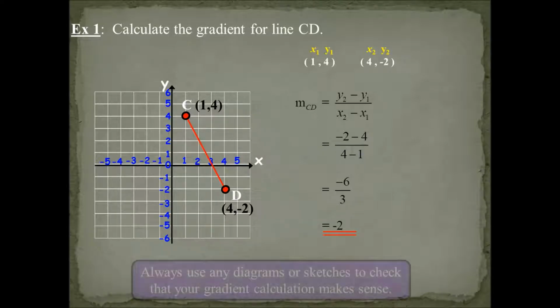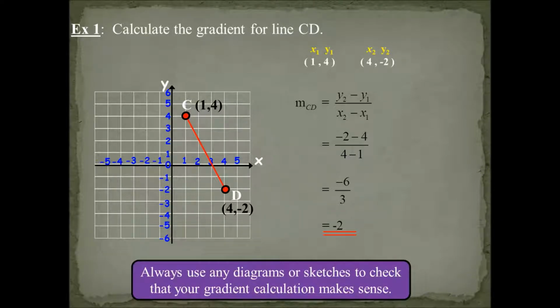Now, this is a key point to make. Always use any sketches. You're likely to be given a sketch or diagram, certainly in the right context within your exam paper. Use the diagram as a guide to make sure your gradient makes sense. I can see C to D slopes down left to right. Therefore, I should know from my basic gradient theory from National 5 that the gradient must be negative. Your y2 minus y1 must give a negative if the coordinates have been subbed in correctly.